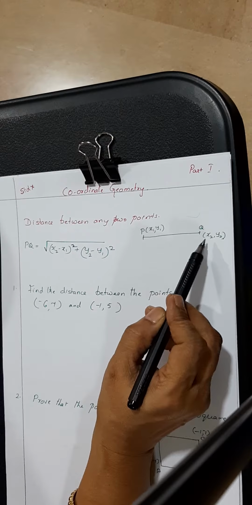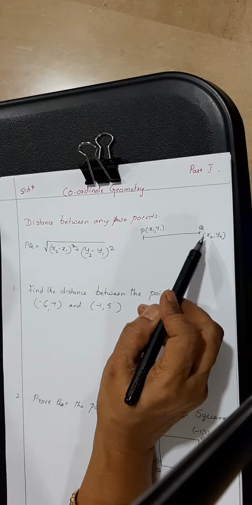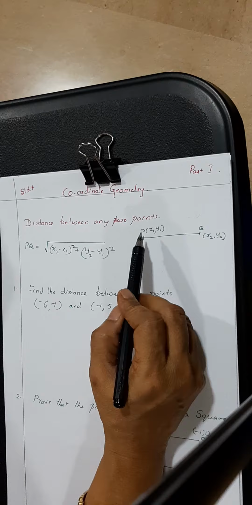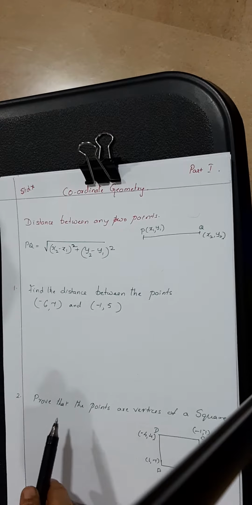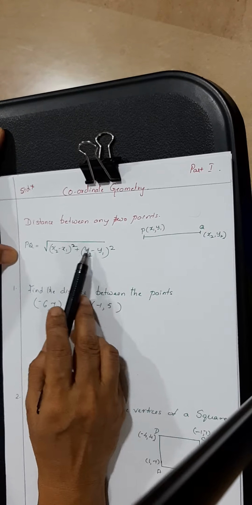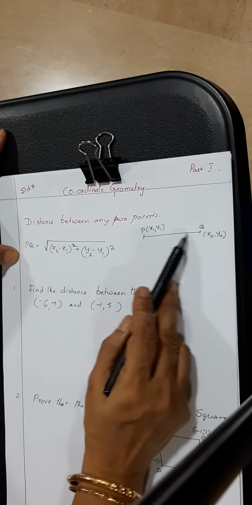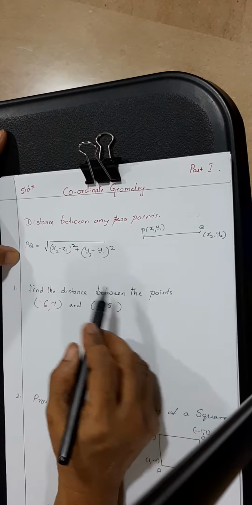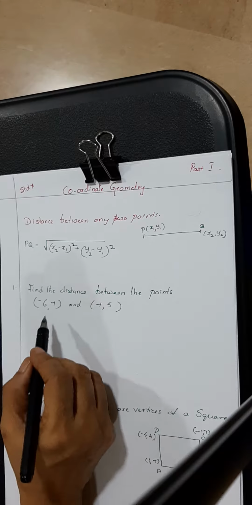So the square of the difference between the x coordinates plus the square of the difference between the y coordinates. So x2 minus x1 the whole square plus y2 minus y1 the whole square. If you do the root, you will get the distance PQ. So let's do one problem. You will be able to understand it much better.